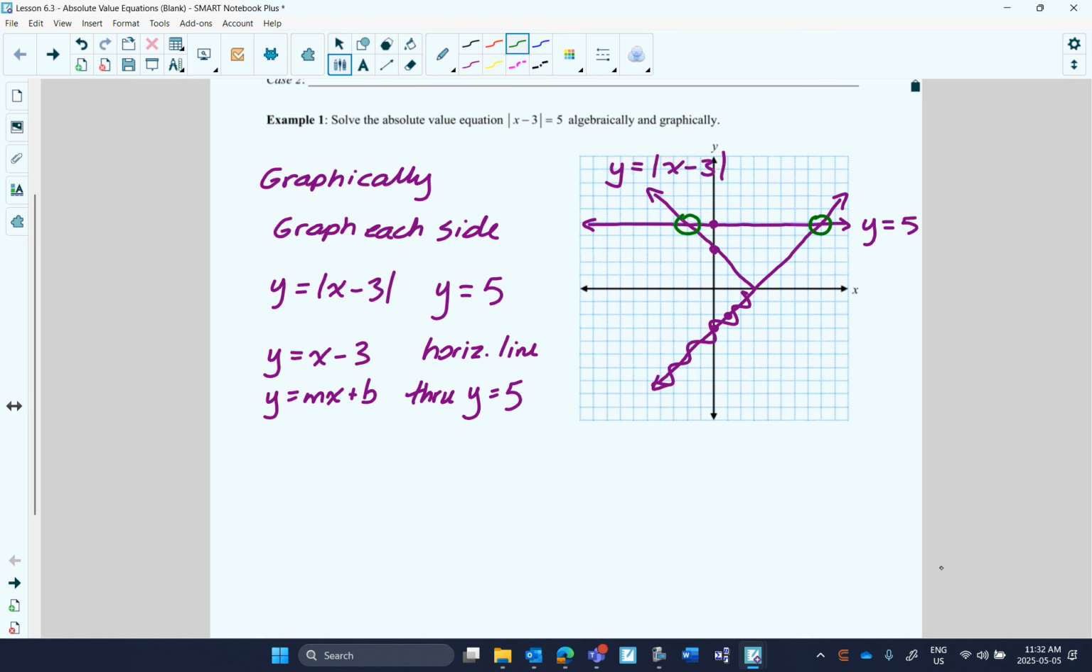But I don't want the point. Remember, we're solving for x, right? So I only want the x values. Some little lightning bolt arrows. And what's x here? What's the x value of this point? -2. What's the x value of this point? 7 or 8? I think it's 8.